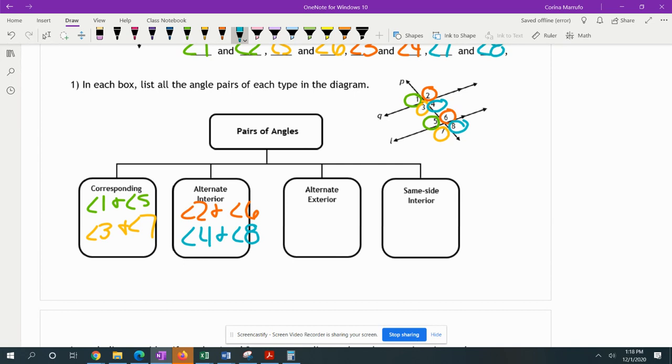Okay. Oh, I put those in the wrong spots. Whoops. Angle 4 and angle 8. This is angle 3 and angle 6. Sorry about that. Erase this. Now, alternate interior angles.